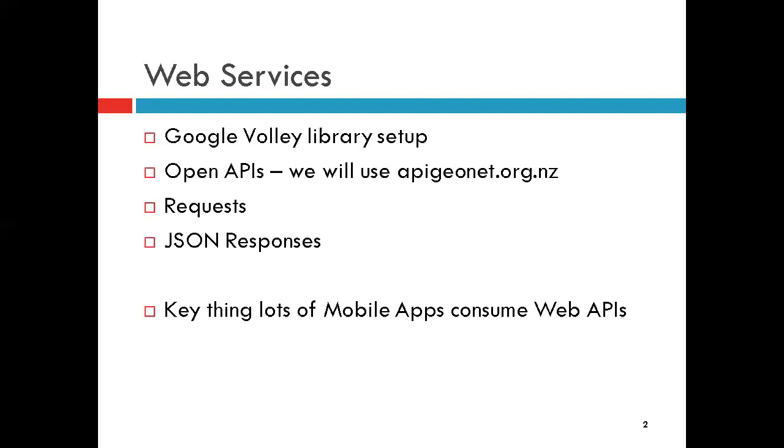We'll also have a look at using another little library called Picasso, which you can use to download images and things similar to that from the internet, and to then take that image information and load it into something like an image view.